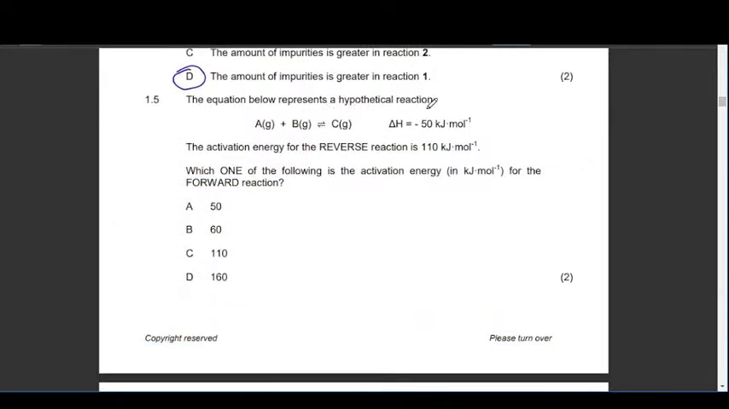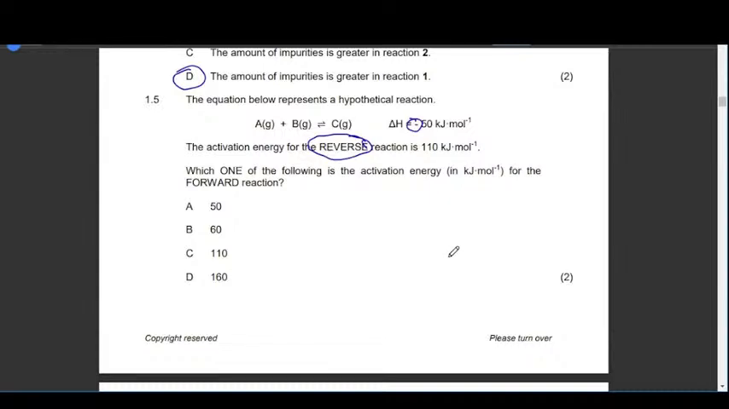Then they're saying that the equation below represents the hypothetical reaction, that is A plus B gives you C. You see that the enthalpy change is negative. If the enthalpy change is negative, what does it mean? The reaction is exothermic. The activation energy for the reverse reaction is a key point. They even put it in capital letters. Reaction is 110 kilojoules per mole. Which one of the following is the activation energy for the forward reaction? For the forward reaction, they are looking for the forward reaction, but they're saying the activation energy for the reverse reaction is this.